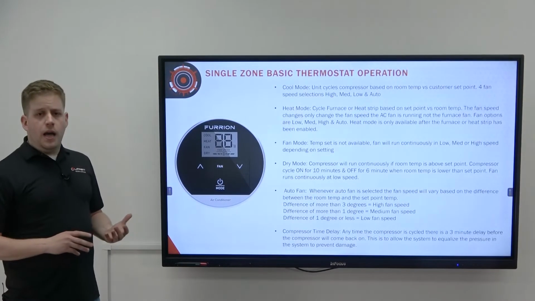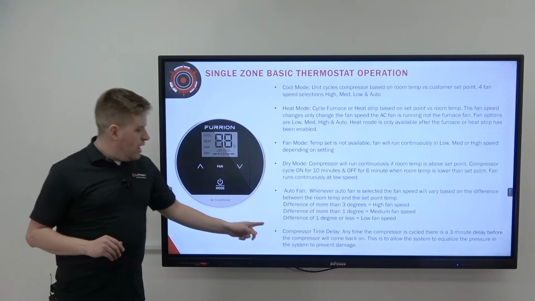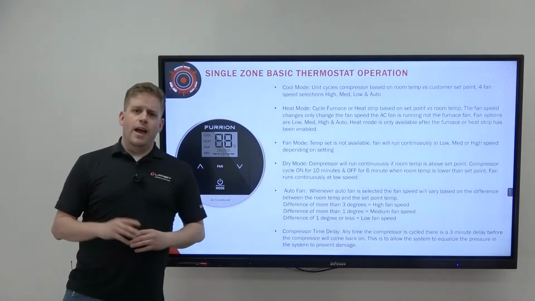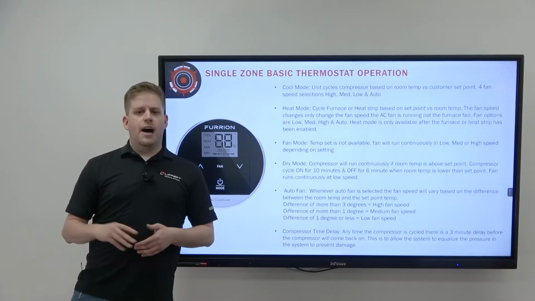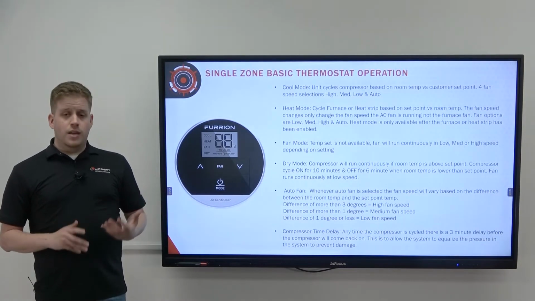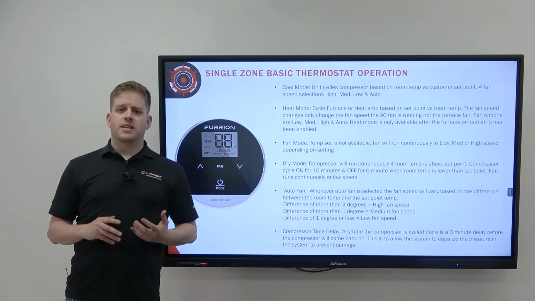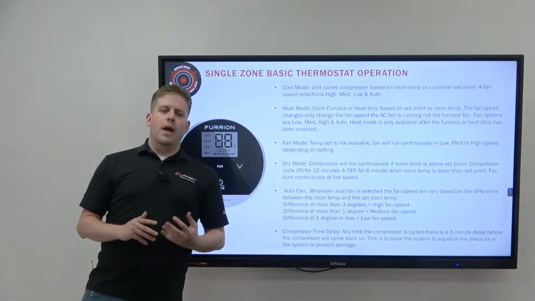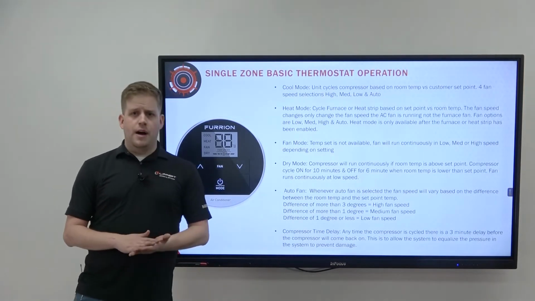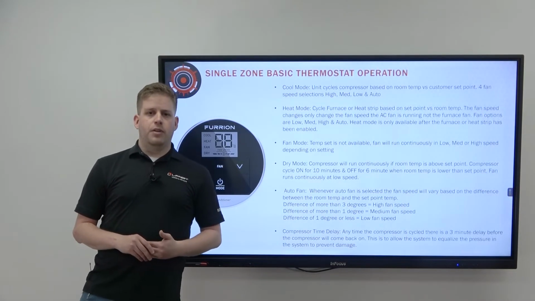It's important to keep in mind whenever you're dealing with an electronic control assembly for these Furrion air conditioners, there is a time delay for the compressor. That time delay is 3 minutes. Anytime the compressor cycles on or off, that 3-minute delay is there. That 3-minute delay is there to keep the compressor from short cycling and building up pressure within that sealed system and causing damage to the air conditioner. So anytime the customer cycles the set point and turns the compressor off, the unit will wait 3 minutes before kicking that compressor back on, if the customer so chooses.